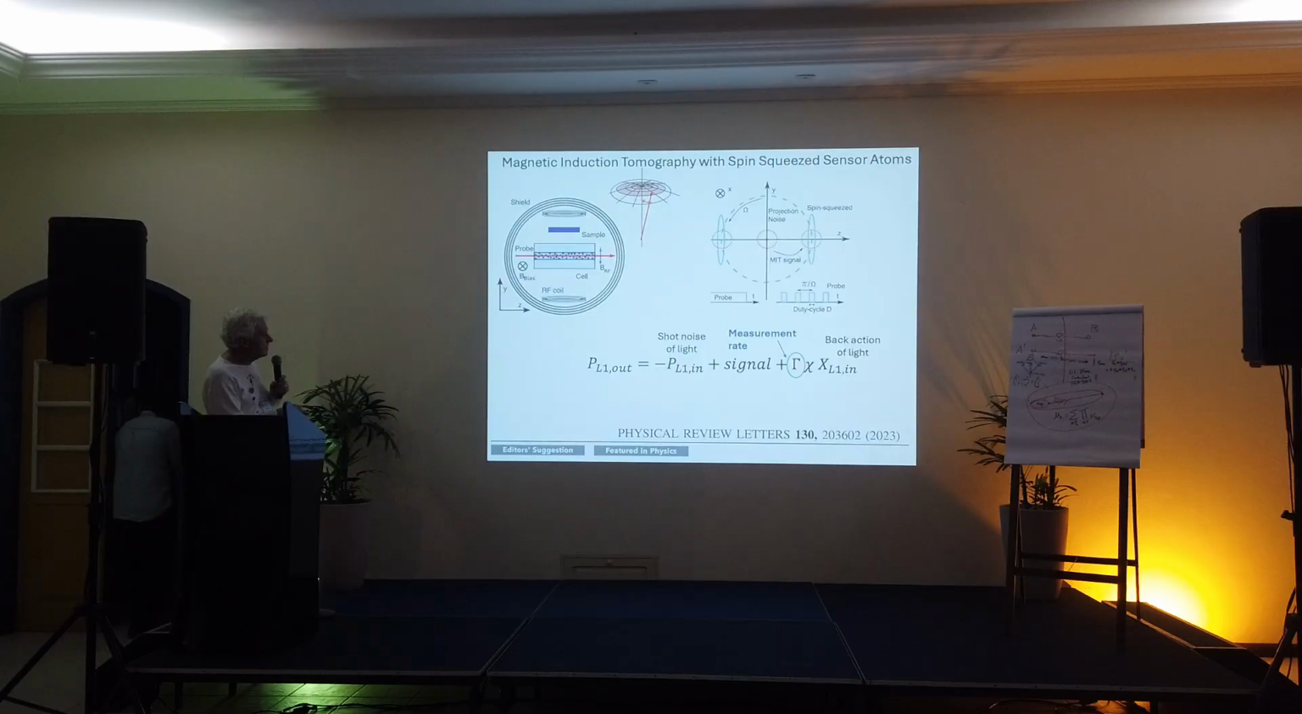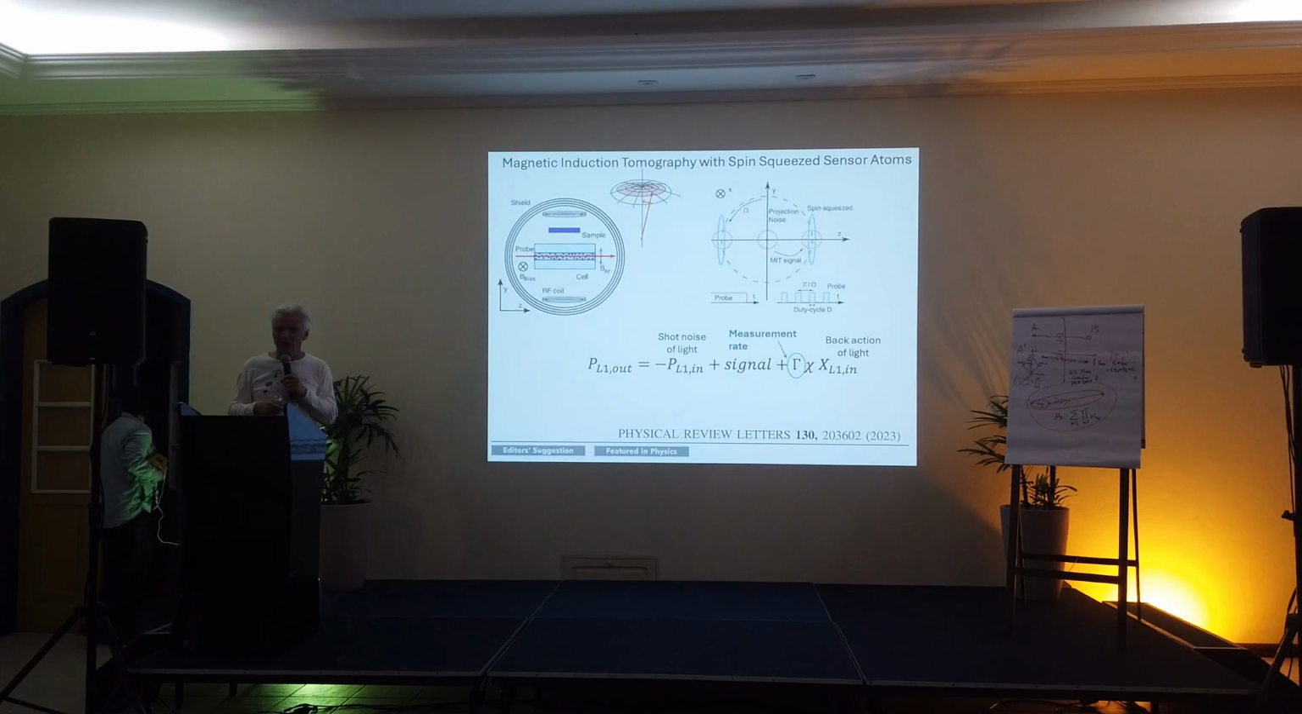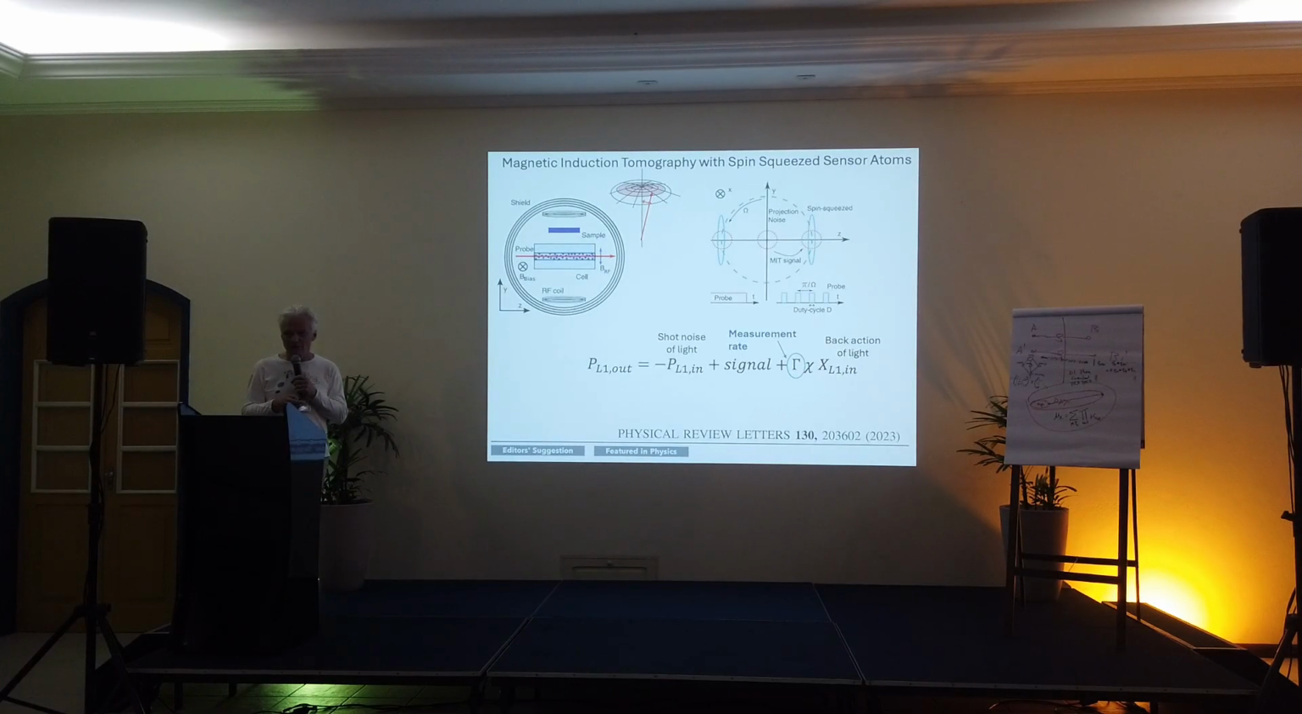So the result is that we can measure the presence of a weakly conducting sample. We're not yet on the hard measurements, we're going there, but we can detect the presence of a weakly conducting object, and the detection is facilitated by the entanglement between the atoms.